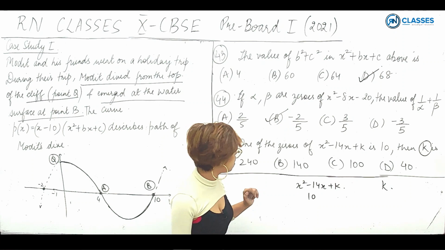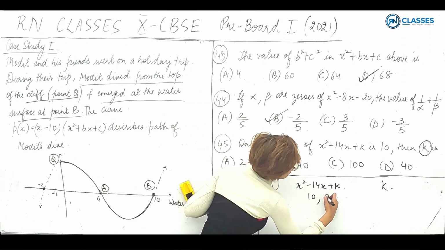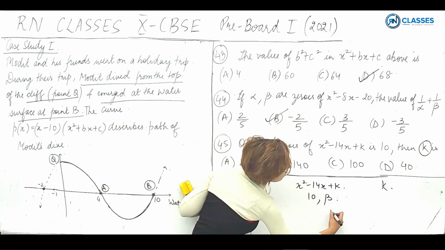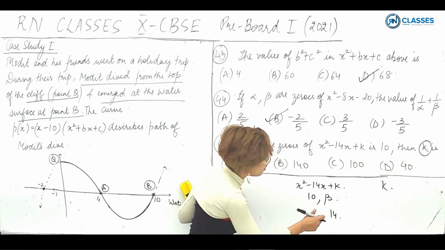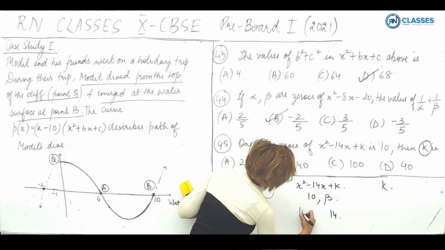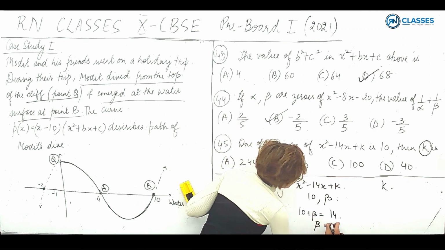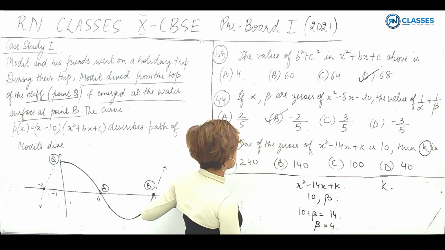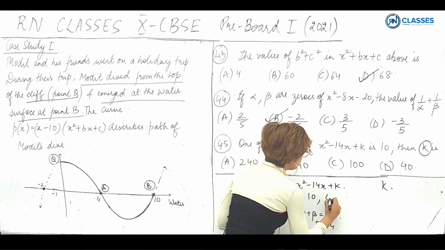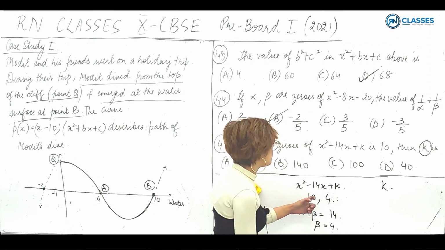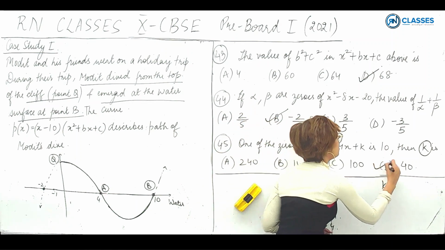I know the sum of zeros. Let's take the other zero as beta. Now I know sum of zeros, that is 14, minus of minus 14. Right? So sum of zeros, we can write from here also: 10 plus beta is equal to 14. So beta turns out to be 4. Second zero is 4. Right? Now k is product of zeros, as in 10 into 4, which is 40.